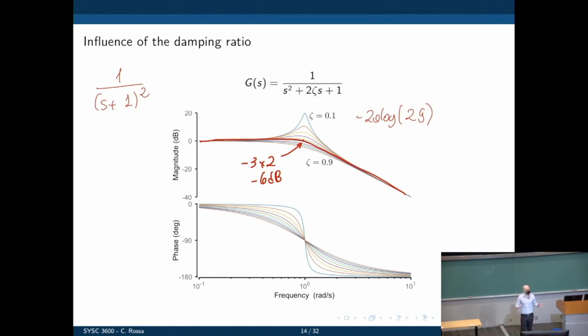That's the last building block we needed. If this was a zero instead of a pole, everything would flip. The phase would go from 0 to plus 180. The magnitude would now increase by 40 dB per decade. The magnitude at the cutoff frequency would become plus 20 log of 2 zeta for a zero. So it would have the opposite effect. When zeta is greater than 0.5, it would go up, and smaller than 0.5, we see a bump going down. So basically everything shifts with a negative sign.